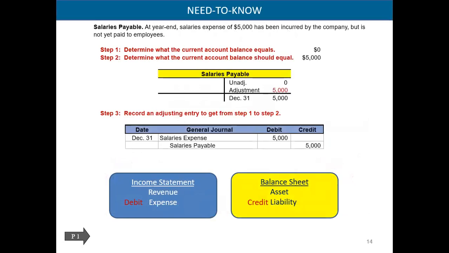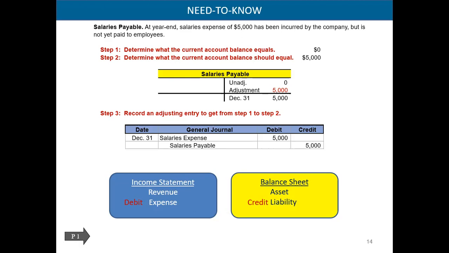This one says at year end, salaries expense of $5,000 has been incurred by the company, but is not yet paid to employees. So this is probably one of those examples where year end, December 31st, maybe falls on a Tuesday. And so we have to record the salary and wage expense that has been incurred and earned by employees up through that point, but they're not going to be paid until Friday. So it's just going to go into this payable, this liability account until payday, basically, right?